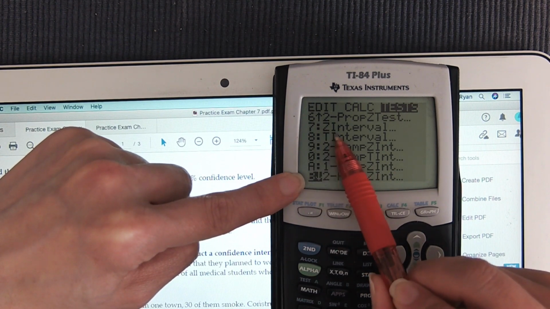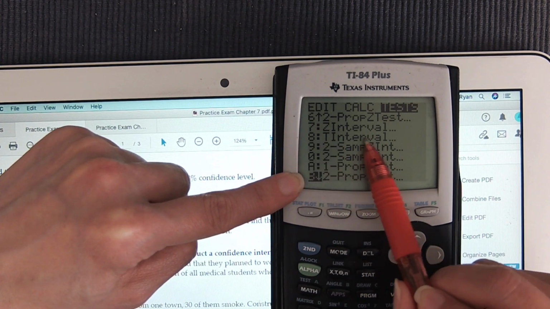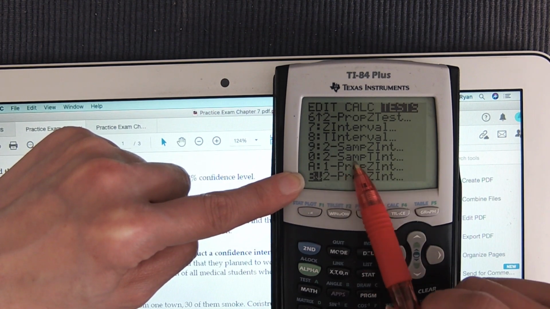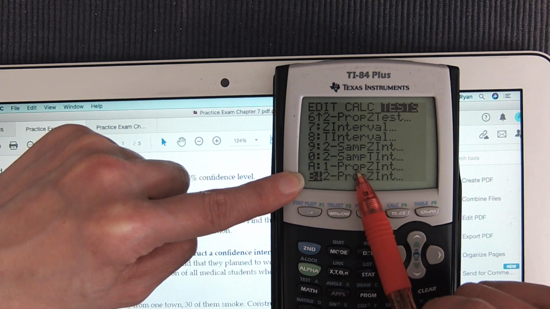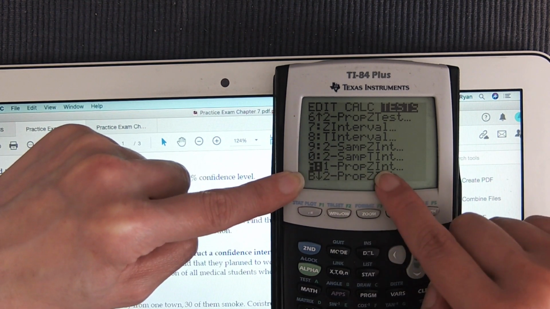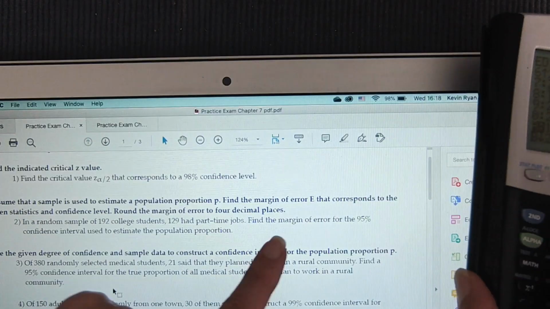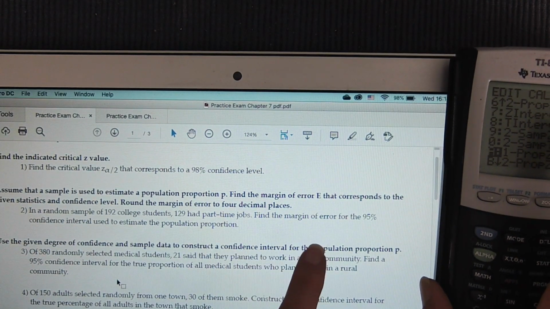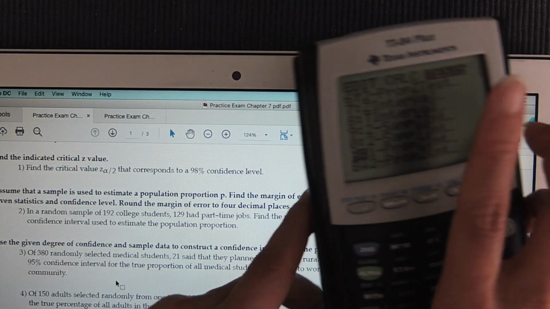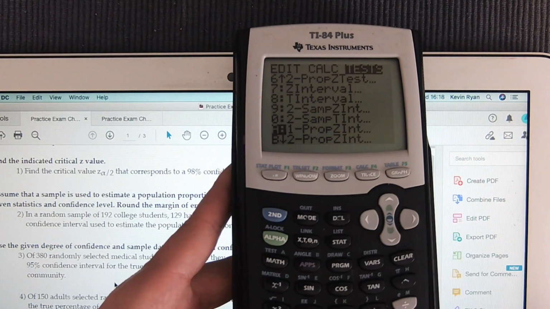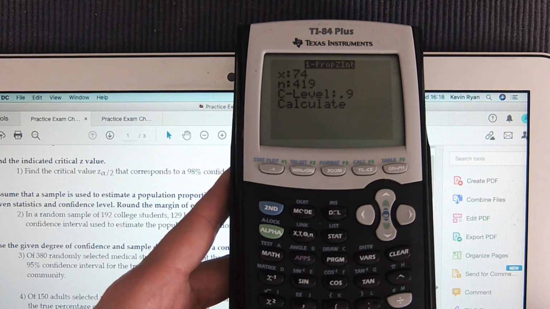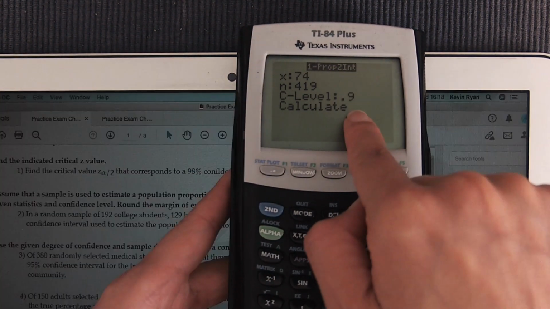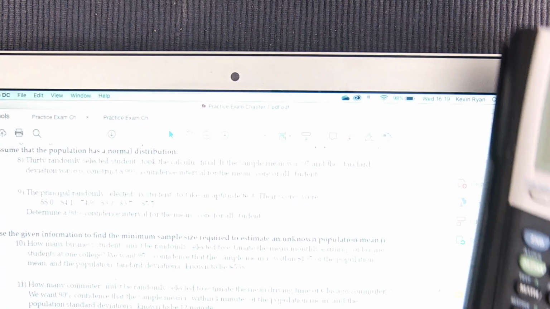Am I talking about the Z interval? Am I talking about the T interval? Am I talking about the one prop Z interval? Prop means it's a proportion, it's a percent. This question asks for the confidence interval for the population proportion, so I should use this A here. Then what's my X? What's my sample size? What's my confidence level?